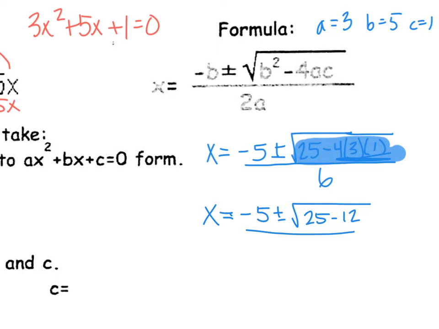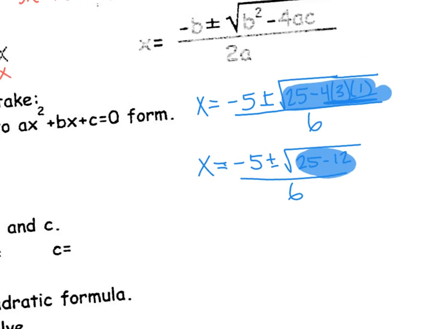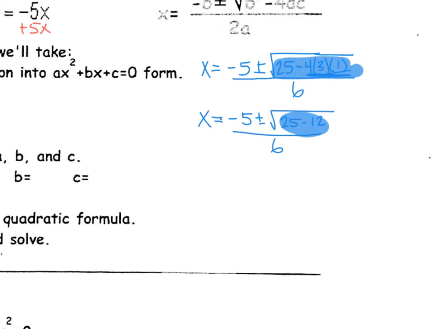All over our 6. Now we can simplify that just a little bit further by combining those. Okay, so we get x equals negative 5 plus or minus the square root of 25 minus 12, which is 13, all over 6. Now we get to split it. Okay, now we're done.